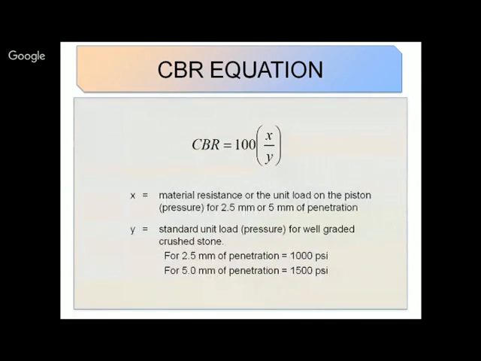This is the CBR equation, which is 100 × x/y, where x is the load at 2.5 and 5 mm penetration and y is the standard load of crushed stone given by the designers of the experiment for 2.5 mm and 5.0 mm.